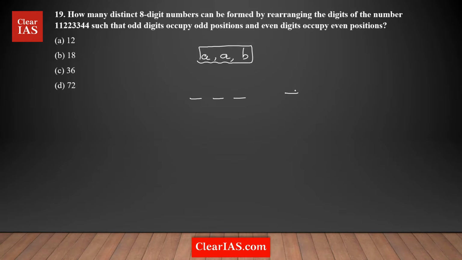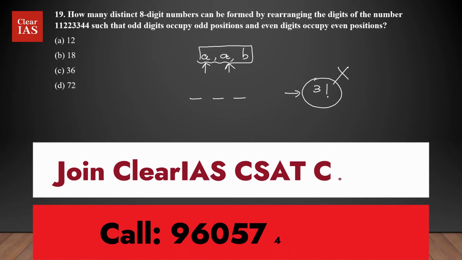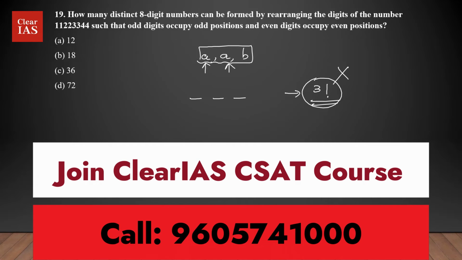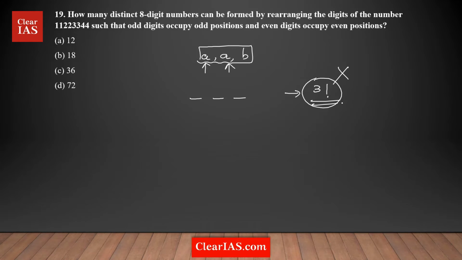So do you think it is going to be 3 factorial, because there are three letters? So you can say 3 times 2 times 1, 3 factorial. Do you think it's going to work here? No, it is not. Why? Because you can see there is repetition here. In case all the letters were different or unique, your answer is 3 factorial. If there were three different letters, your answer is 3 factorial.